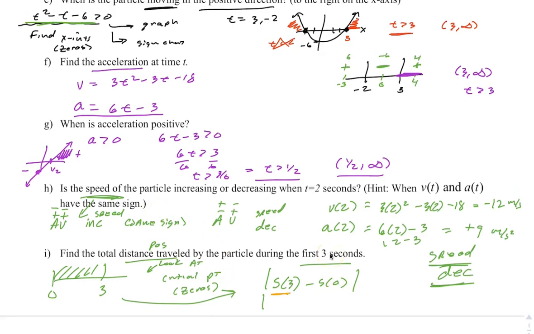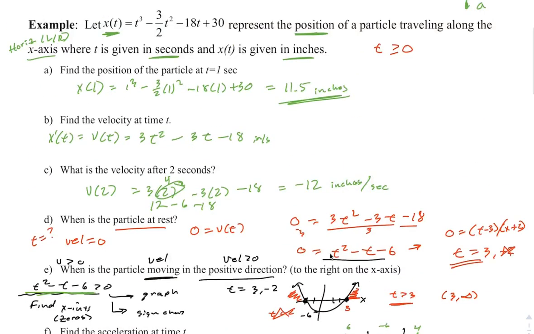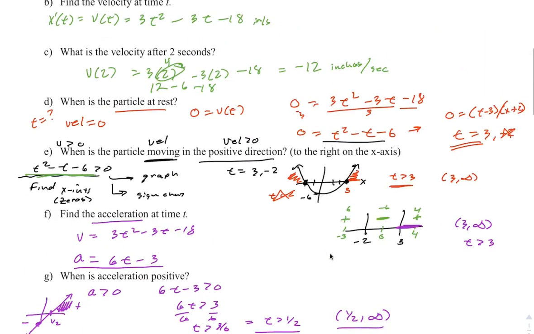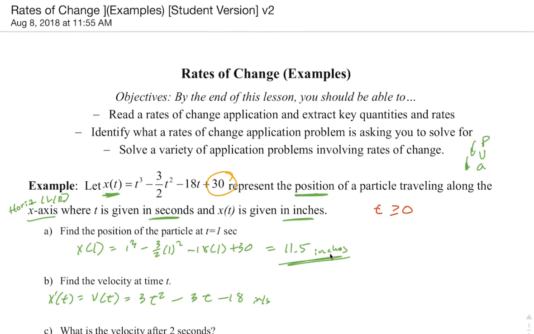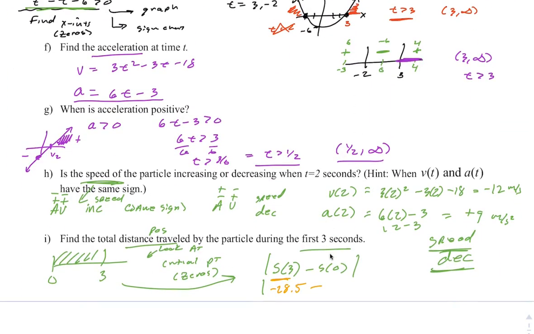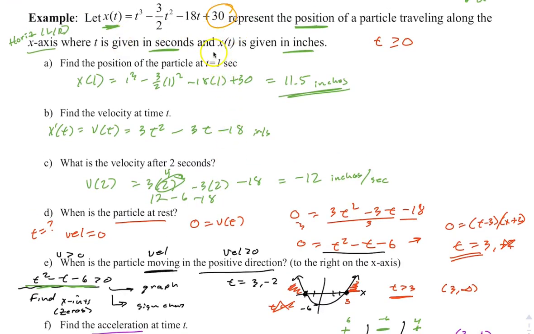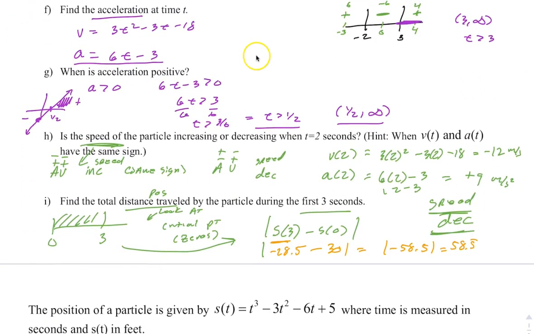So we put s of 3 into our position equation up here. I did it already. That's going to give us negative 28.5. We'll plug s of 0 into our equation. That's a lot easier because you just look for the y-intercept, so 30. Plug those in and we get the absolute value of negative 58.5, which is just 58.5. Now keep in mind the units: we're talking about distance, which is a position value, and in this case we're talking about inches. So 58.5 inches is how far we travel in the first 3 seconds.